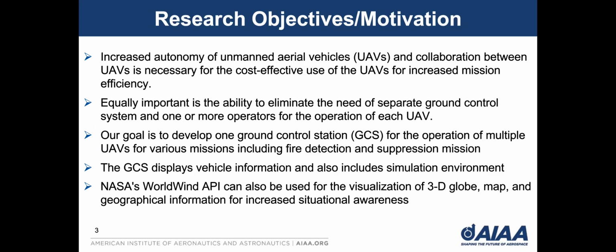The research objective of this project is, since nowadays operations with multiple UAVs are very frequent, it is very necessary to implement a single ground control station for multiple UAVs. So our goal is to develop one ground control station for the operation of multiple UAVs for various missions, including fire detection and suppression in this project. Our ground control station will display vehicle information and also include a simulation environment. We are using NASA WorldWind API, which is used for visualization of a 3D globe map and geographic information.